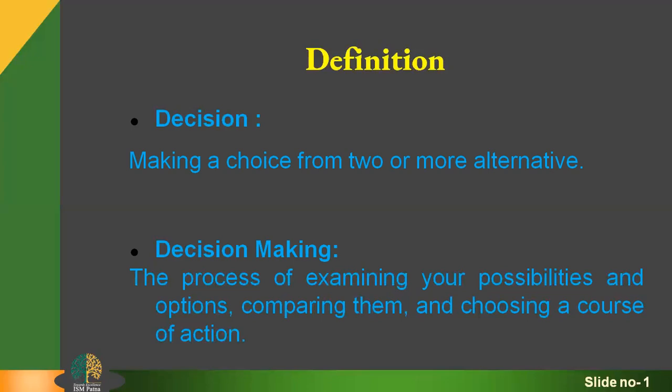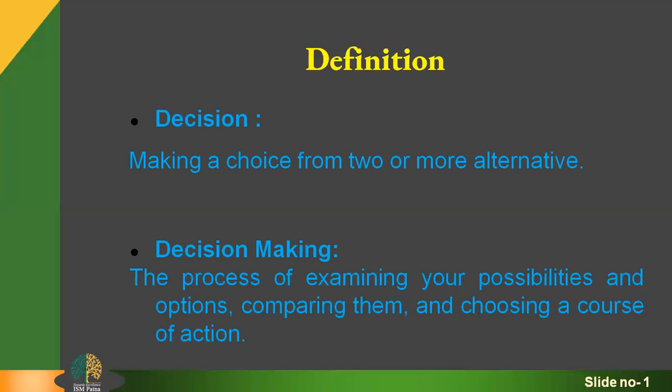Now, in further refinement, decision making is the process of examining your possibilities and options, comparing them, and choosing a course of action. Here I will add choosing the right course of action, a suitable, appropriate course of action. So what it means is that decision making involves some kind of analysis, and they bring down some facts regarding some phenomenon, some activity, or some process, or some business related activities, for making decisions on those processes or activities.